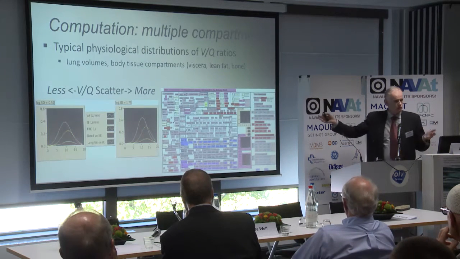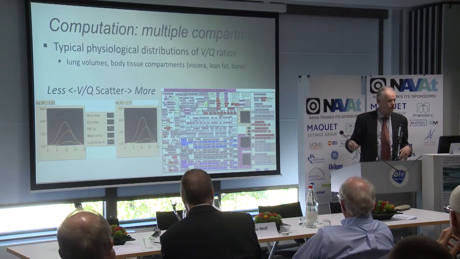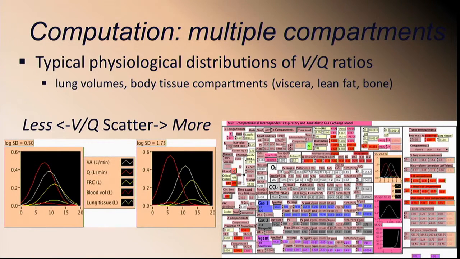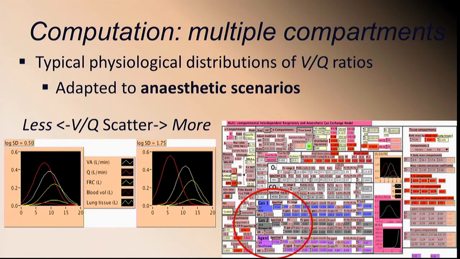Then you can set up, this is my model, right? And you can add all sorts of bells and whistles, but the underlying principles are very simple. You're computing the Fick equation in all those compartments and summating them and working out what overall gas exchange for each gas is. These are the sort of models that the respiratory physiologists were using for 20 years before I started doing it. All I did was start adding anaesthetic gases to the mix, as well as oxygen and CO2.